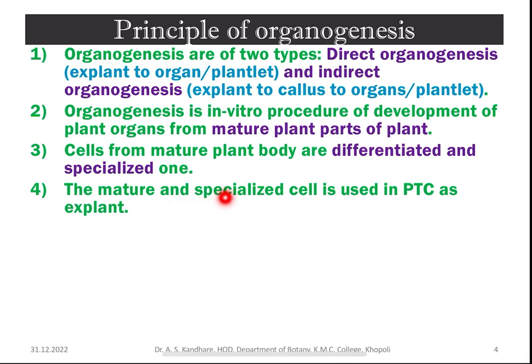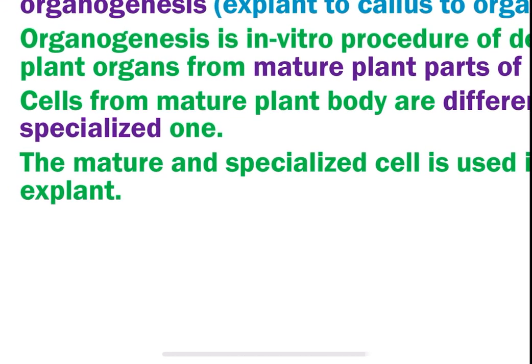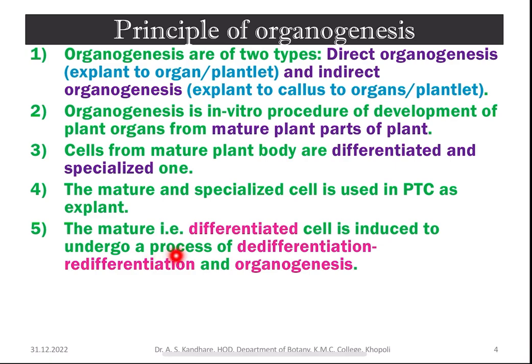The mature and specialized cell is used in PTC as explant. So as I told you, the explant is nothing but the part or cell or tissue which is used in plant tissue culture. Therefore, the mature and specialized cells are used in plant tissue culture. तो mature or differentiated जो cell होती है, that cell is used in plant tissue culture as explant, and then this explant is converted into different organs. The mature, that is differentiated.